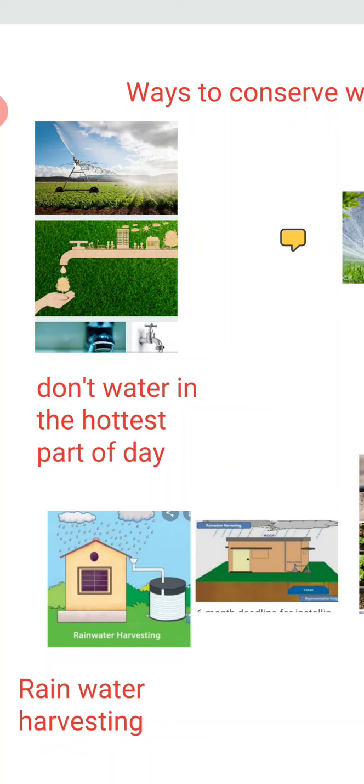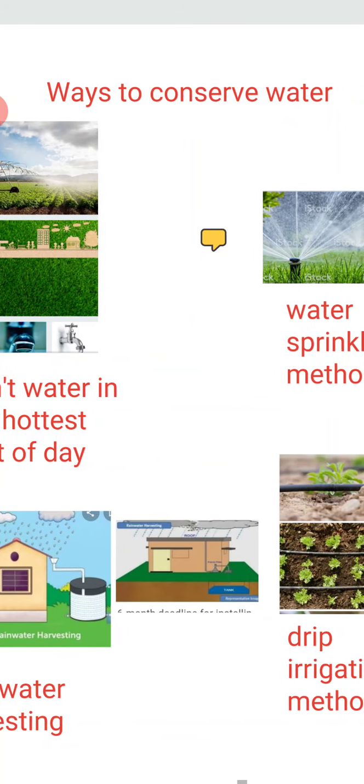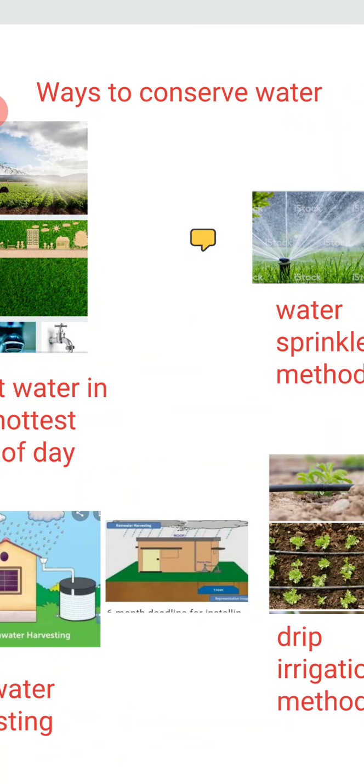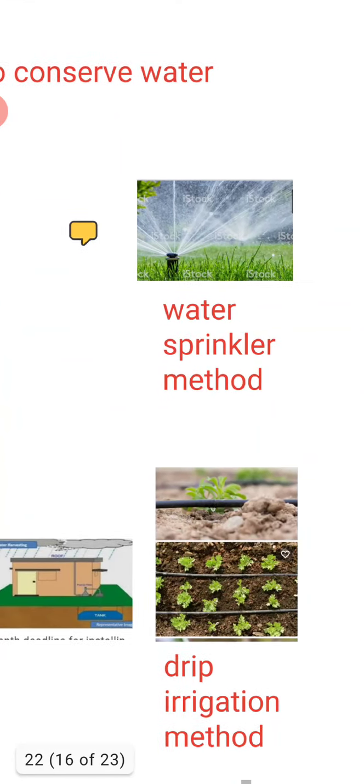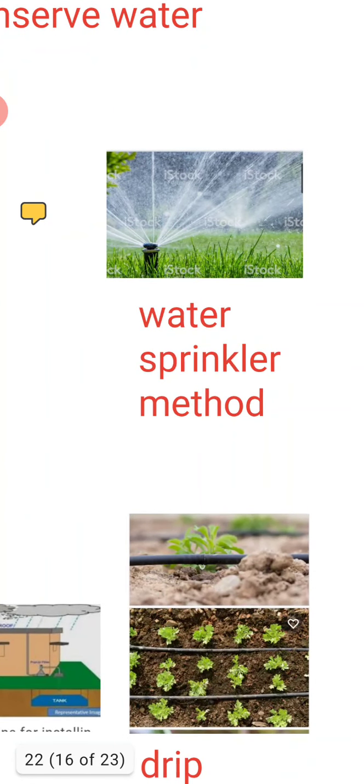Don't water the plants on windy days or in the hottest part of the day, as more water will be wasted. Don't litter. Trash that is thrown in the streets usually chokes the drains and degrades the quality of water. You can see this in the picture. Use water sprinklers instead of hose pipes so they water the grass or flowers and not the streets or sidewalk, and less water will be wasted. Do not waste water. Turn off the tap while brushing.